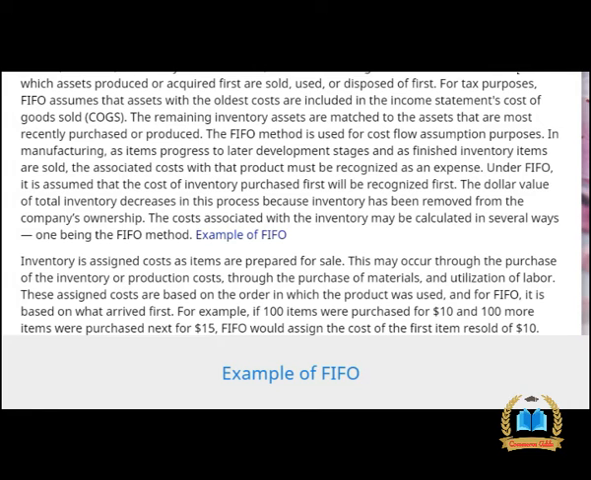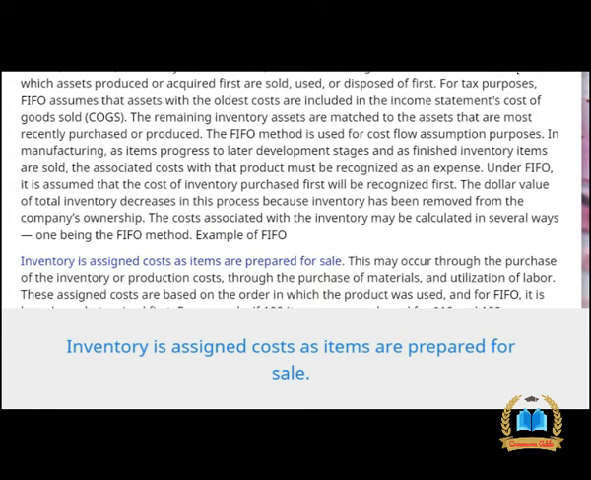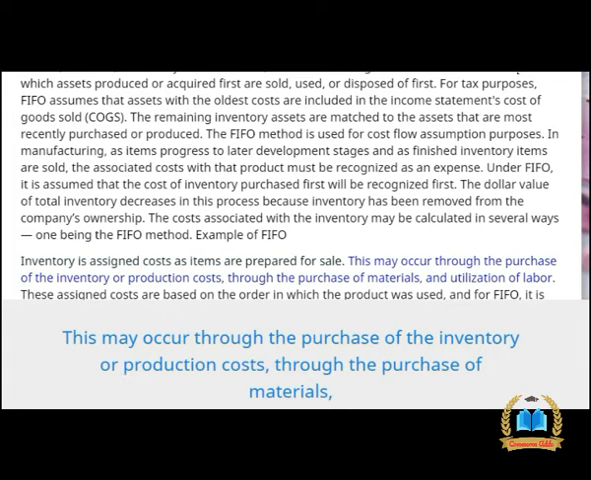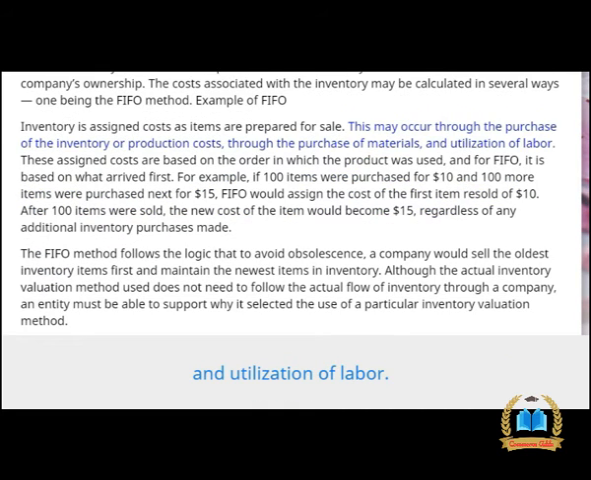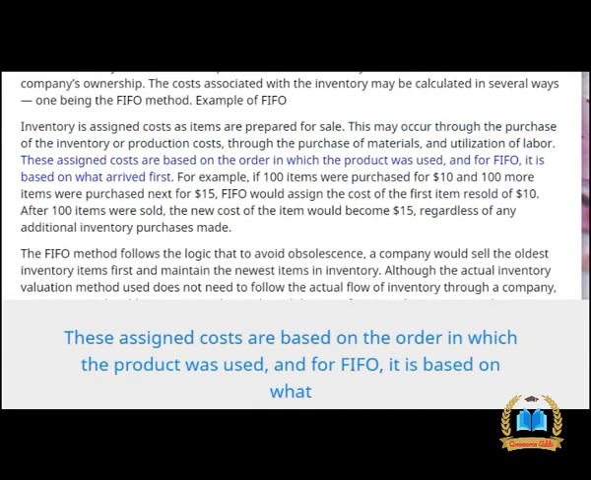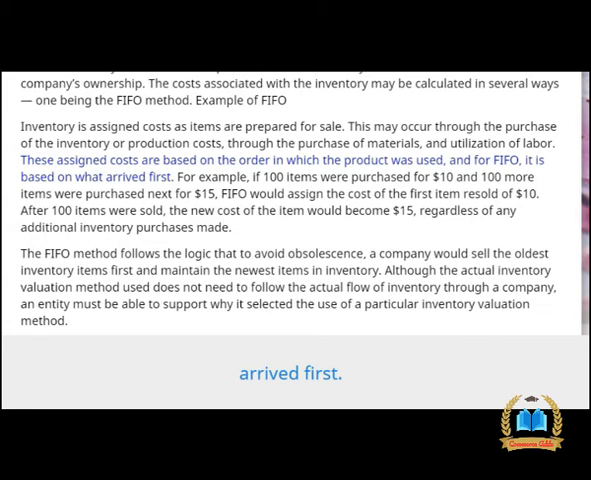Example of FIFO. Inventory is assigned costs as items are prepared for sale. This may occur through the purchase of the inventory or production costs, through the purchase of materials, and utilization of labor. These assigned costs are based on the order in which the product was used, and for FIFO, it is based on what arrived first.